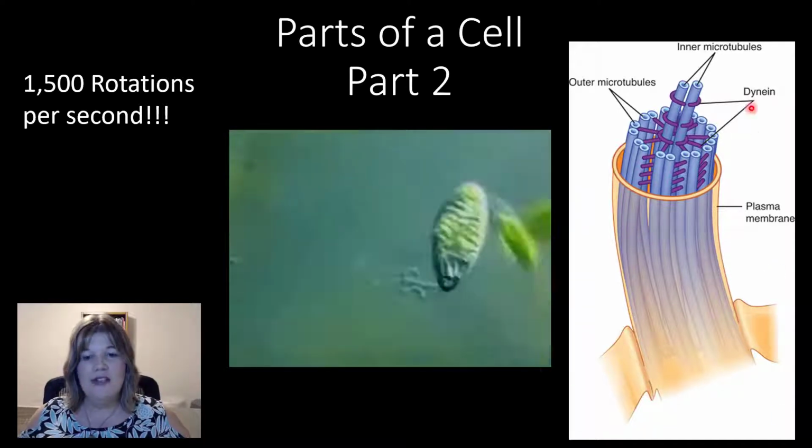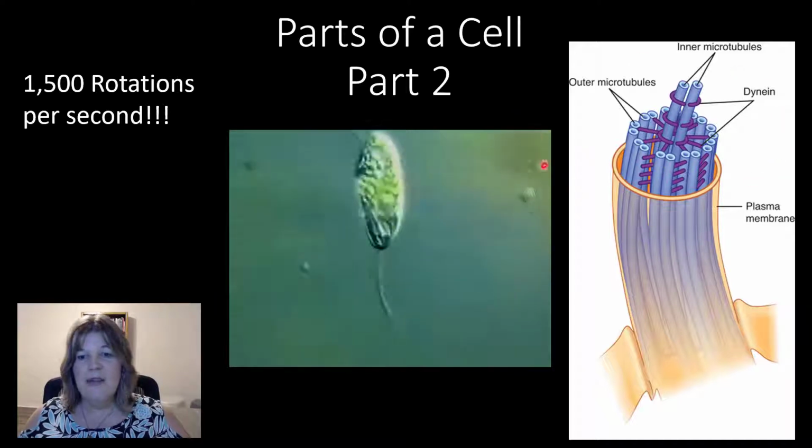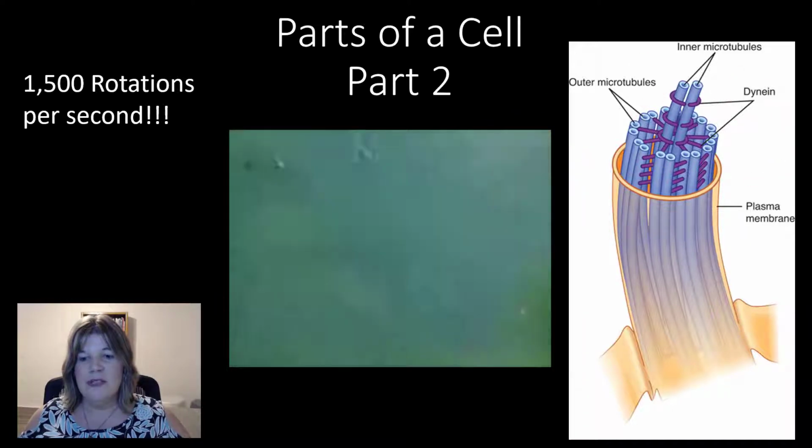Although hair-like, these structures have an intricate 9+2 pattern of microtubules. In plants, only sperm have flagella.